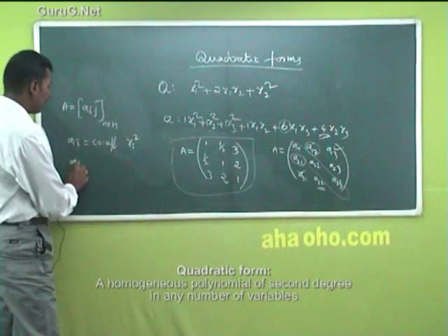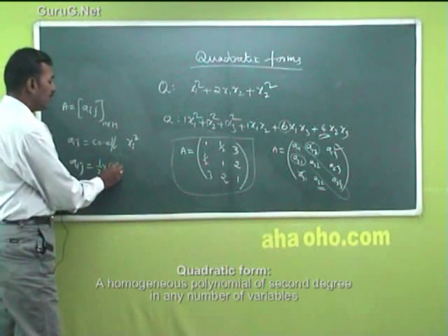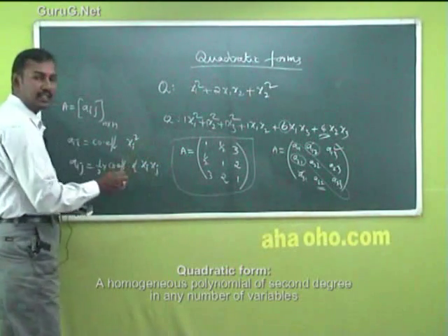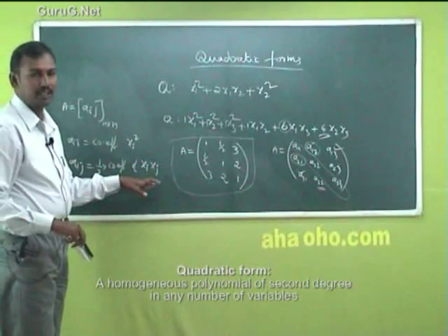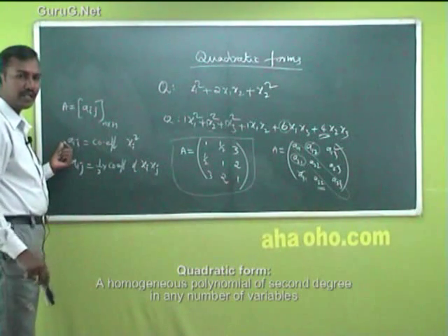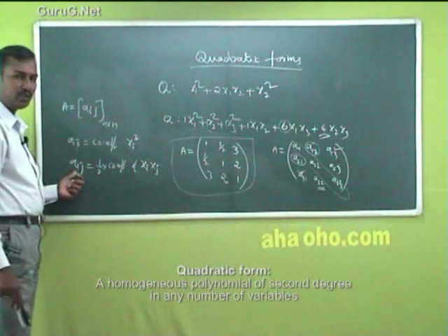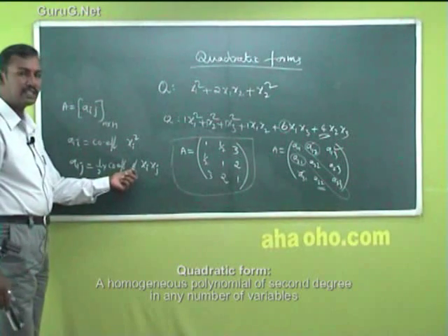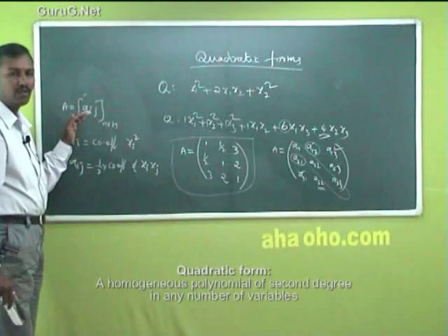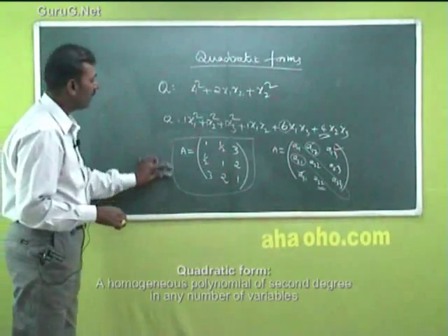If it is Aij, it equals half into the coefficient of xi xj or xj xi, whichever is given in the question, right? So this is the general form. The value of Aii equals the coefficient of xi square. The value of Aij equals half into the coefficient of xi xj. So this matrix is called the matrix of the quadratic form. Right? Okay. Next we go for the canonical form.